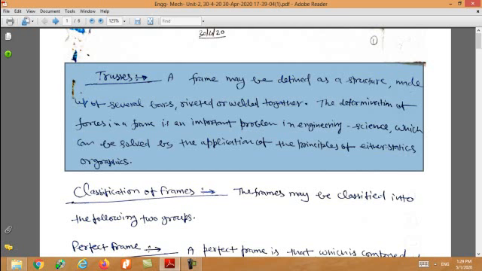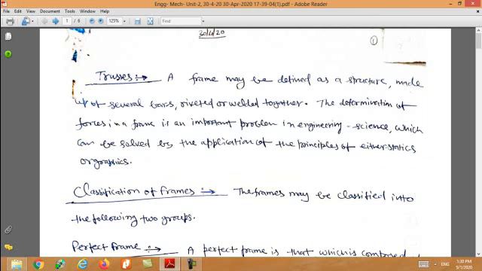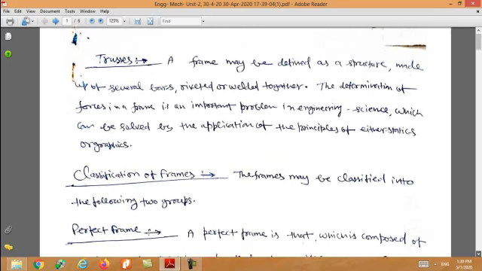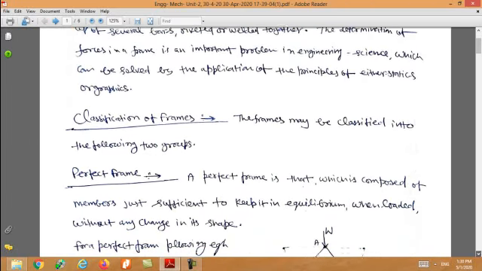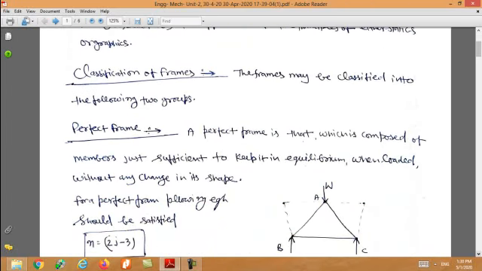The determination of the forces in a frame is an important problem in engineering science, which can be solved by the application of the principles of either statics or graphics. Now, classification of the frame. The frame may be classified into the following two types. First is the perfect frame. So, what is the perfect frame?